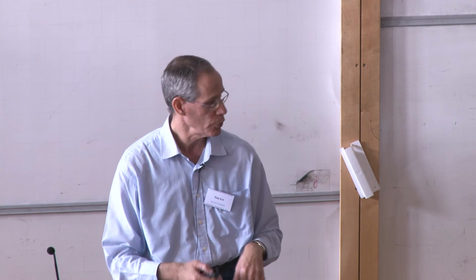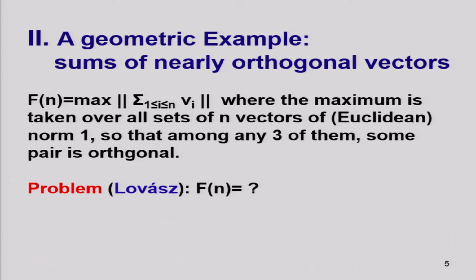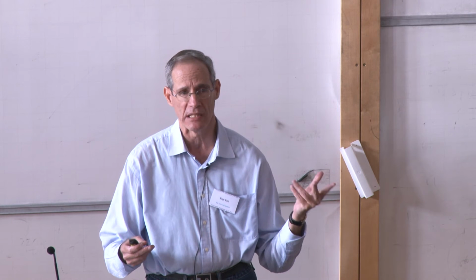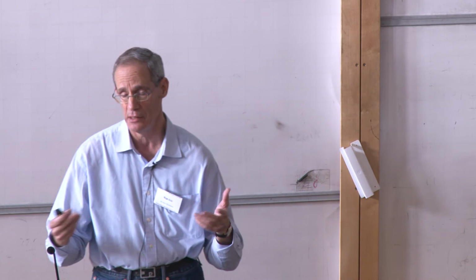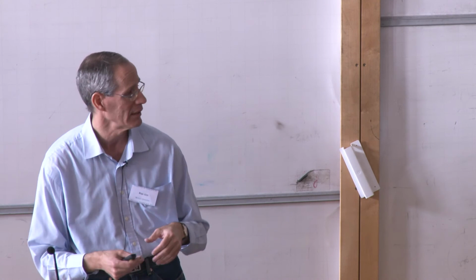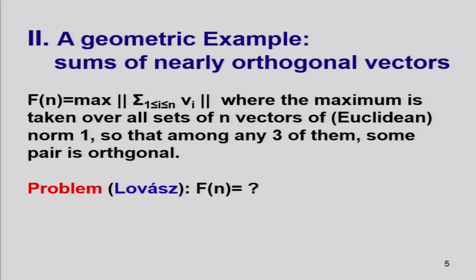And on the other hand, we want that among any three of them, some pair will be orthogonal. That's why I called it nearly orthogonal in some sense. So not every pair is orthogonal, but among any three, two are orthogonal. And the problem suggested by Lovász is to try to determine or estimate this maximum.